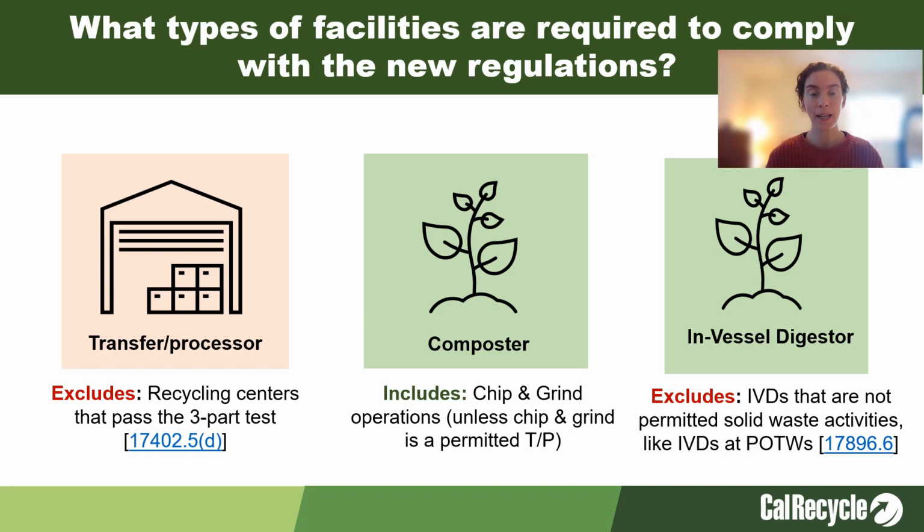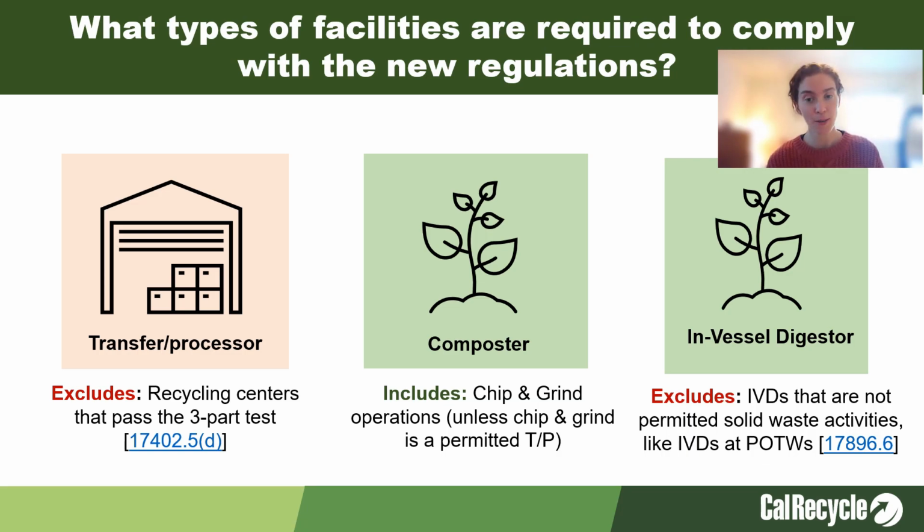So with this slide, we're beginning part 1 of the training. In this section, we're going to take a step back so we can better understand why these regulations are in place and what entities are required to take measurements. So what facilities are required to take measurements under the new regulations? That is transfer processors, compost operations and facilities, and in-vessel digester operations and facilities.